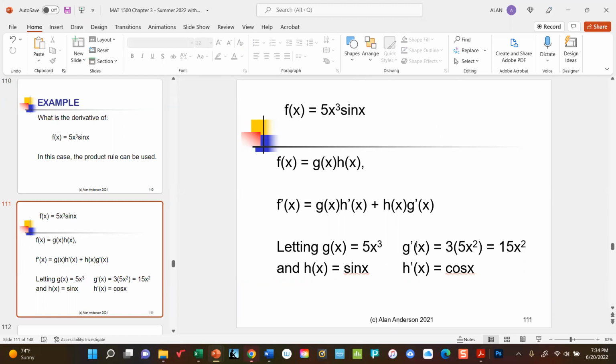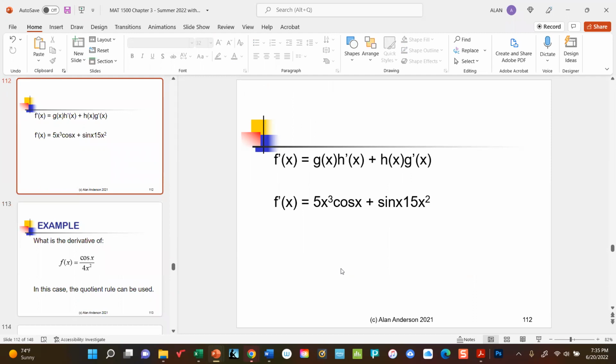So down here, you can see g prime of x, we're using the power rule to come up with 15x squared, and h prime of x is the cosine of x, as we just learned. Okay, so now we plug these in, of course, to here. And then if possible, you may want to simplify it, maybe not. All right, so let's see what we get. Yeah, that doesn't look so messy.